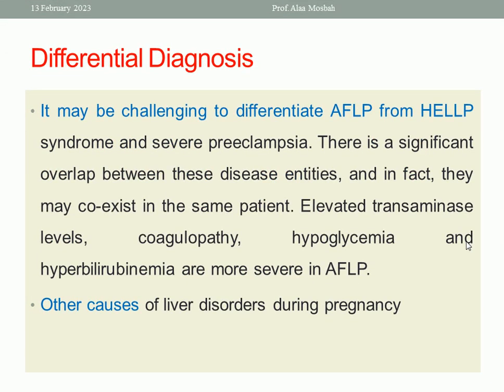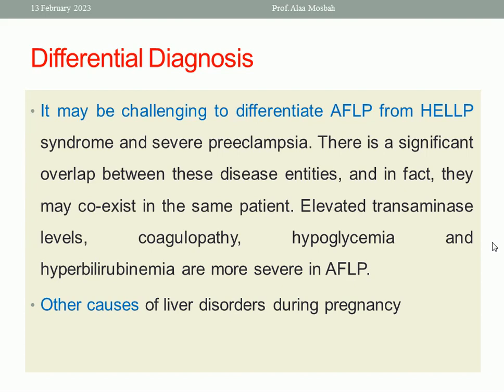What is the differential diagnosis of acute fatty liver of pregnancy? As I said before, it is challenging to differentiate acute fatty liver of pregnancy from HELLP syndrome. All of us know HELLP syndrome and severe preeclampsia. There is significant overlap between these disease entities, and in fact, they may coexist in the same patient. And she is of bad luck, this patient that carries both complications.